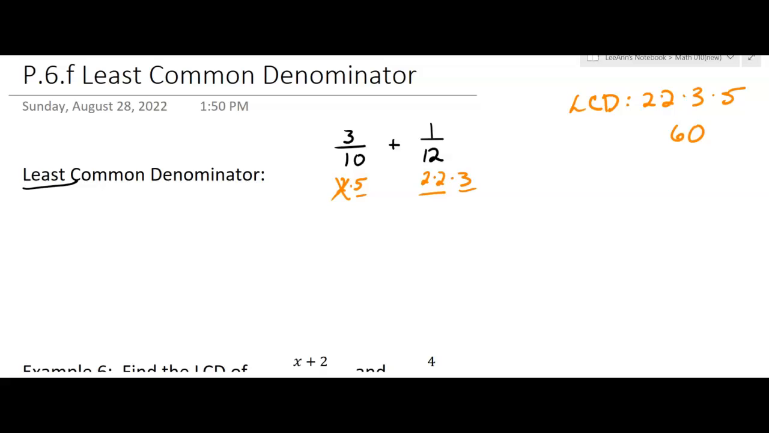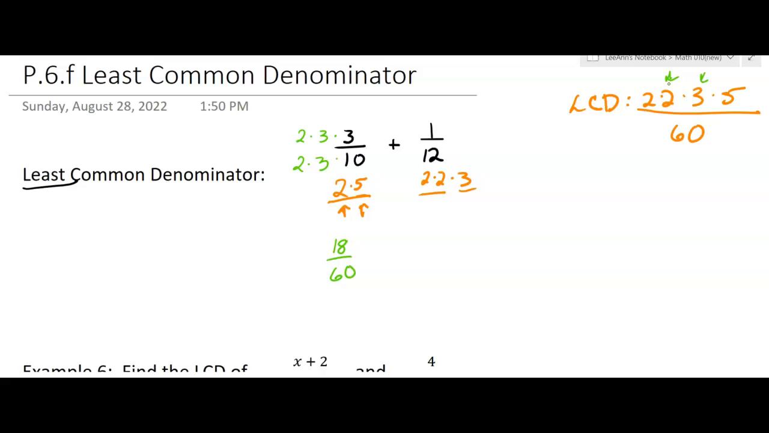Now, one nice thing about doing it this way, I shouldn't have crossed out my 2. Let me put it back, is you compare. What do I need in the LCD, and what do I already have? So I already have a 2, and I already have a 5. So I need another 2, and I need a 3. So I need a 2 and a 3. This is one way you could look at it. You might just say, oh, it was a 10, I need to multiply by 6. Yeah, 2 times 3. Okay, so then that gives me a new fraction here. 3 times 6, that's going to be 18 over 60, right? Okay, so that's that one.